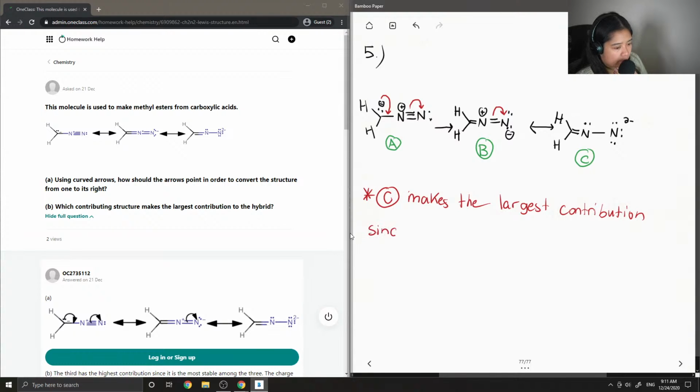Since the negative charge is in the more electronegative atom.